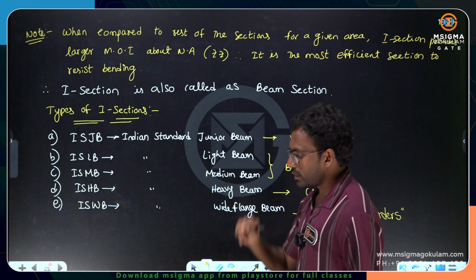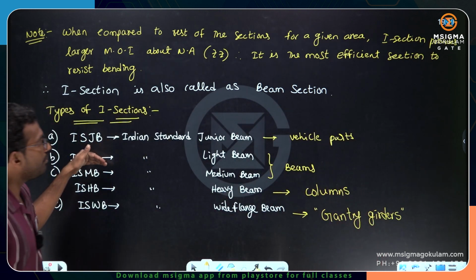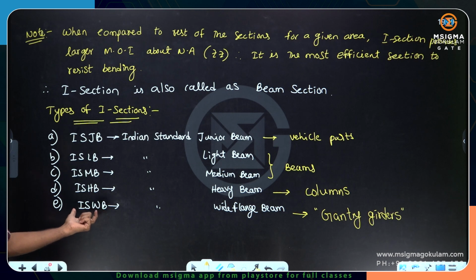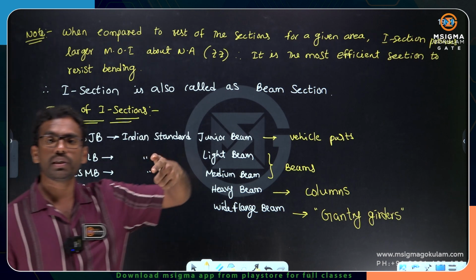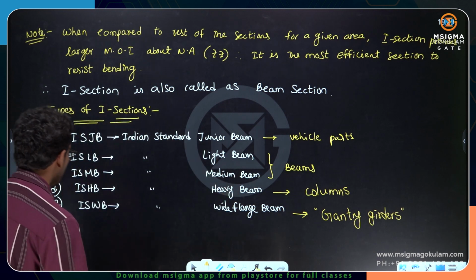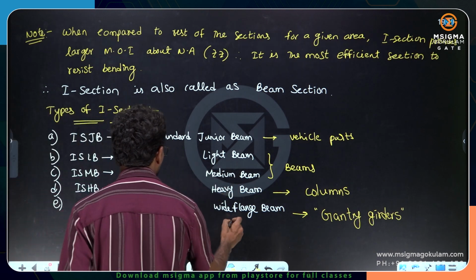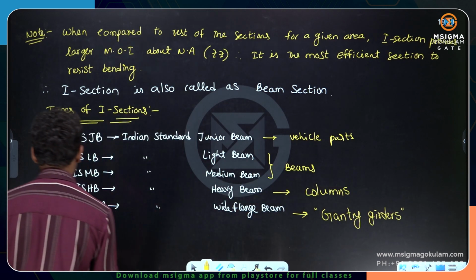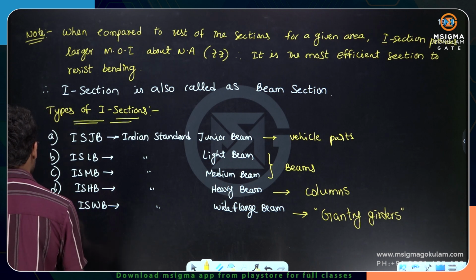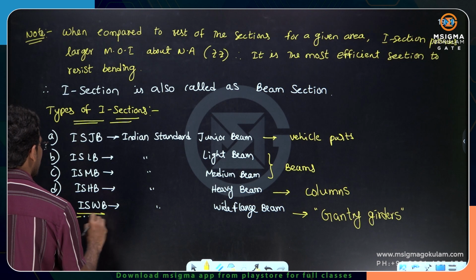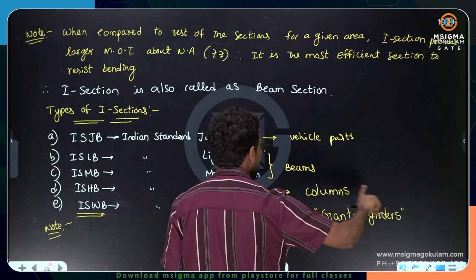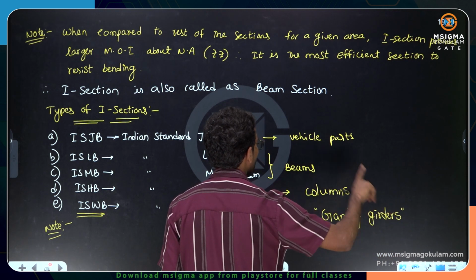Among all the available I sections, like junior beam, light beam, medium beam, heavy beam, wide flange beam, among all these sections, it was observed that wide flange beam has more moment of inertia about YY axis. Please understand this. So, that's why a wide flange beam has large moment of inertia about YY axis. Make a note here of why we are using wide flange beam as a gantry girder. In gantry girder, the very dangerous load is the lateral load. Just now I explained. And lateral load causes bending about which axis? YY axis.